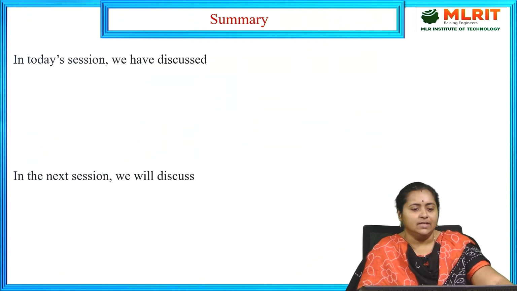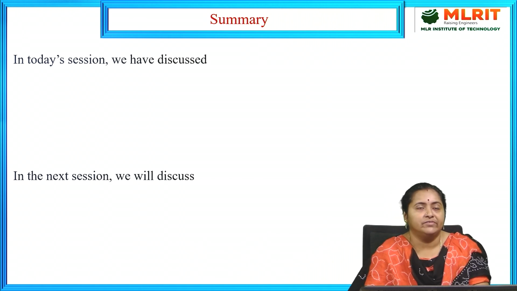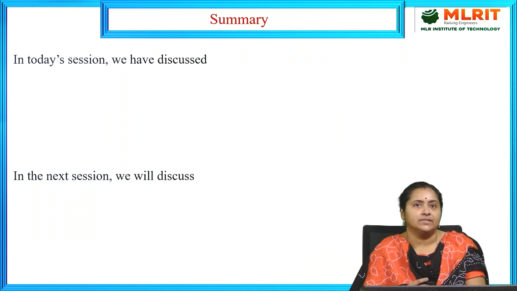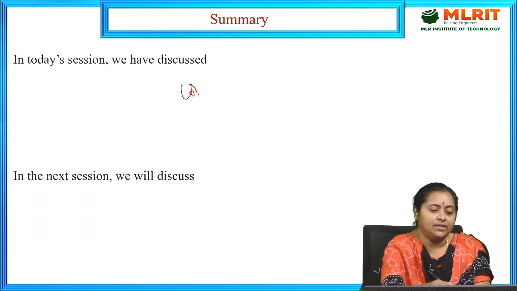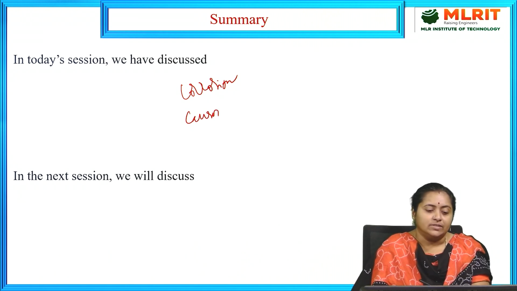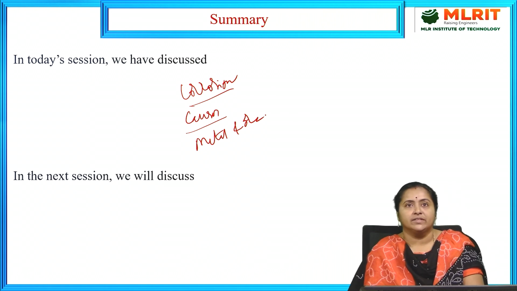This is about the introduction part of today's session, about the corrosion definition and what the major reasons are for corrosion reaction to take place. Today we have discussed the introductory part of corrosion reaction, and the causes, the major reasons for corrosion reaction to take place in nature, and then the link between a metal and its ore. That is what we have discussed in today's session.